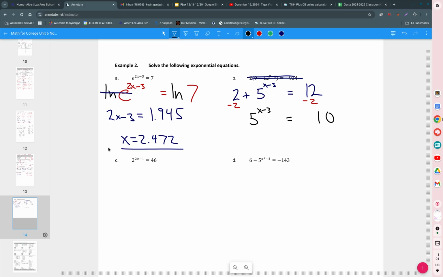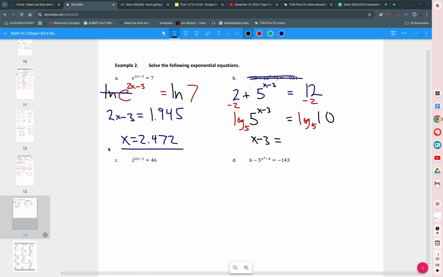I have 2 things I have to get rid of now. I have to get rid of the 5 and the minus 3. I get rid of the 5 first. How do I get rid of the 5? Log base 5. And we get x minus 3 is equal to log base 5 of 10.